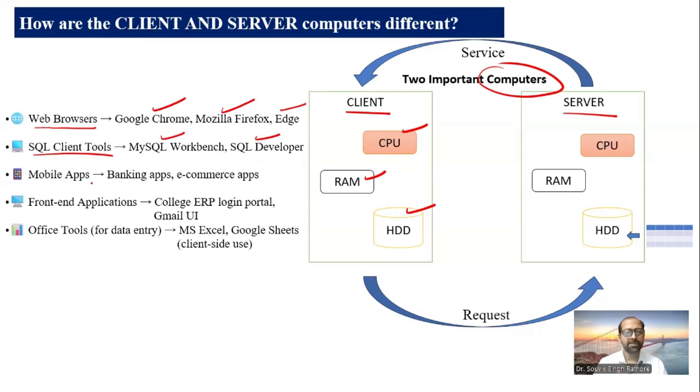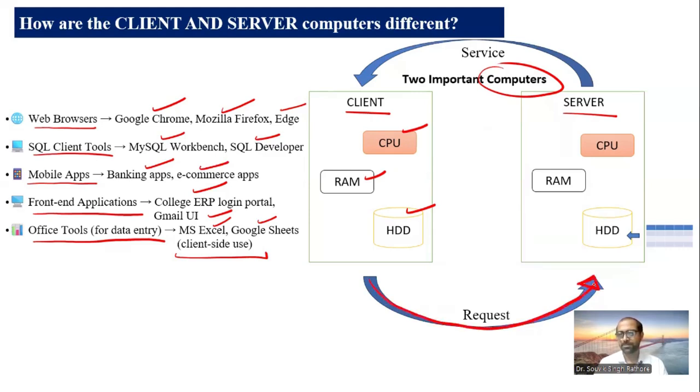The client may have mobile applications, for example, banking apps and e-commerce apps on your cell phone. The client has front-end applications like your college ERP login portal or your Gmail user interface. We may also have office tools for data entry, for example MS Excel or Google Sheets, for client-side use. The purpose of the client is to send the request to the server.